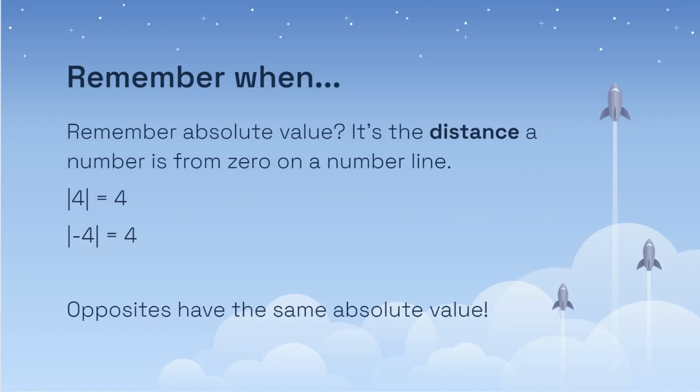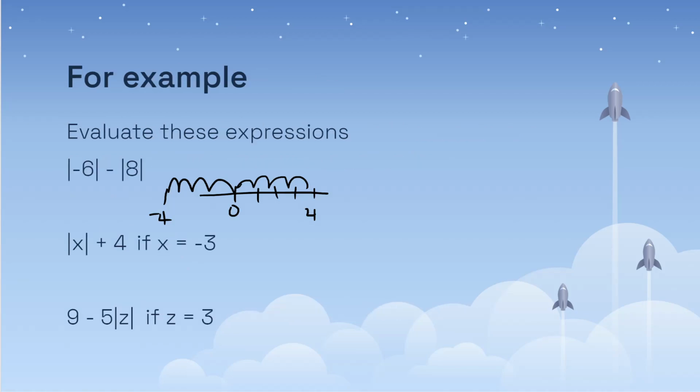Remember absolute value from a couple of minutes ago? Remember that it's the distance a number is from 0. So the distance that 4 is from 0 is, you guessed it, 1, 2, 3, 4. The distance of -4 is the same: 1, 2, 3, 4. Opposites have the same absolute value. Good to know, right? So let's evaluate.